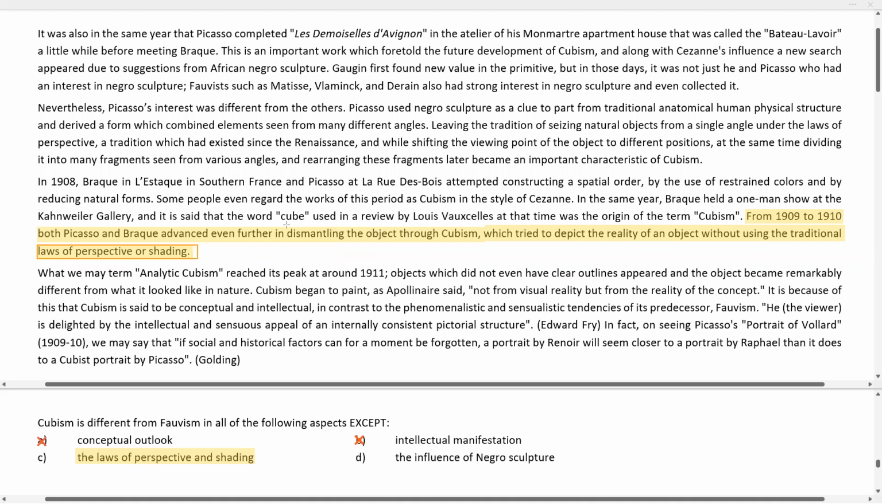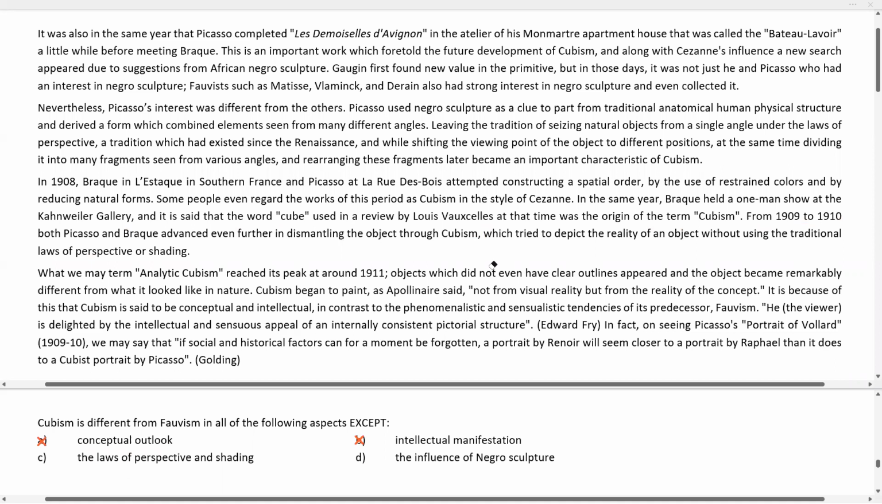They are where Cubism is different, but it is different only from the traditional art forms, the traditional methods of using the laws of perspective and shading. This has not been directly mentioned as a point of difference between Cubism and Fauvism. Yes, it precedes a paragraph where such difference has been mentioned, but there's no direct mention of that difference here. So we cannot say that this is where Cubism is different from Fauvism.